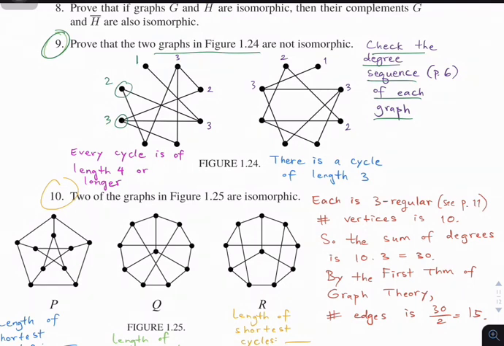But one thing you can do is check that for the first graph, every cycle is of length 4 or longer. But for the second graph, I can see that there is a cycle of length 3, for example. This cycle is length 3. And so that shows that the two graphs are not isomorphic.